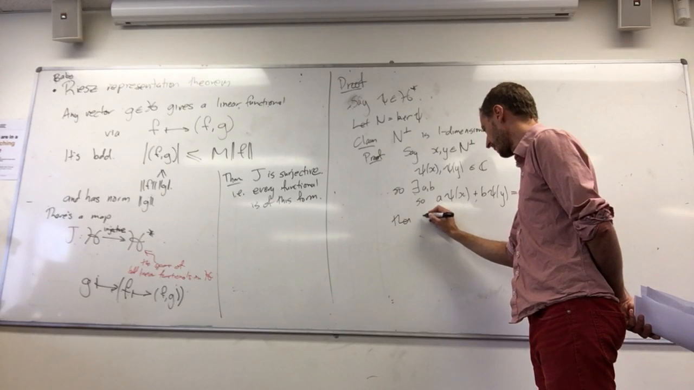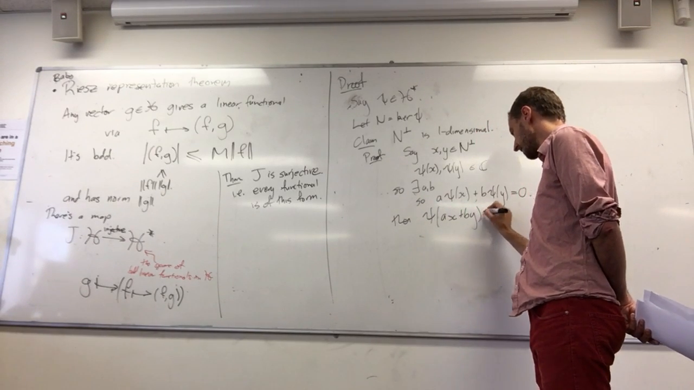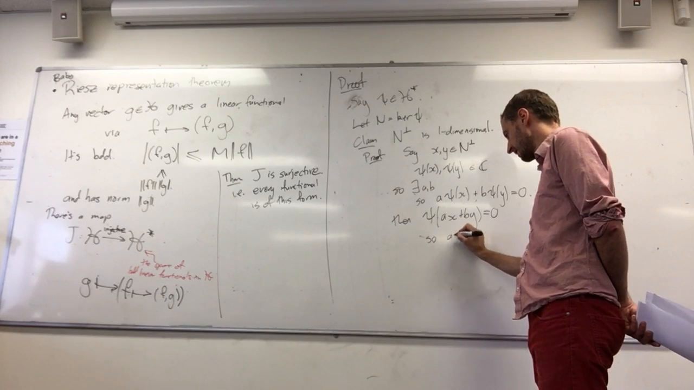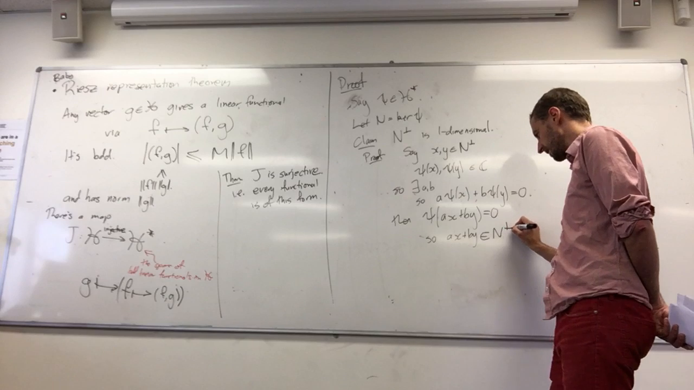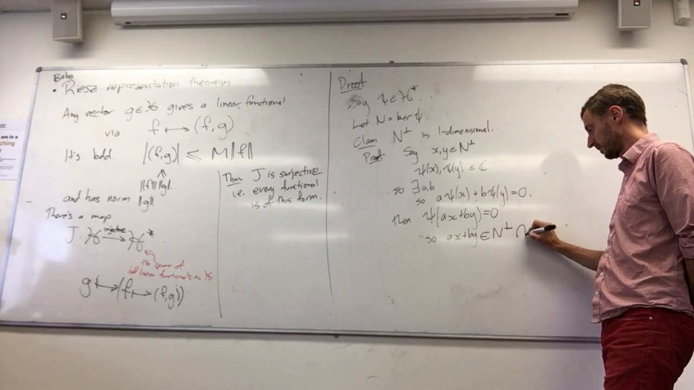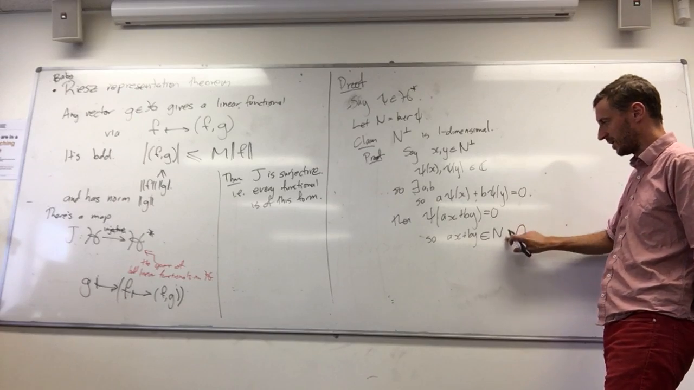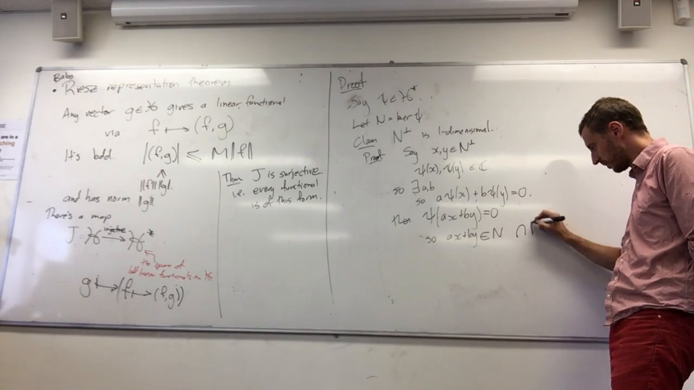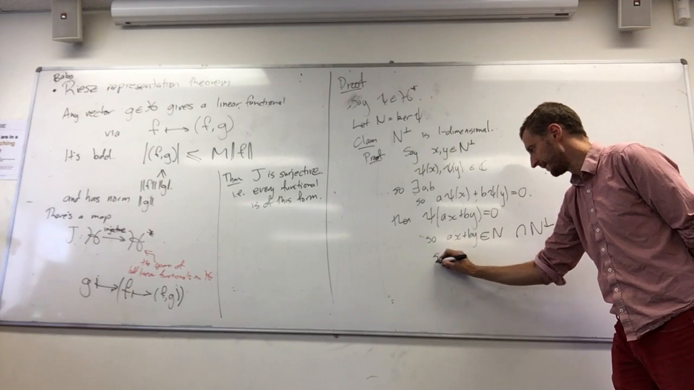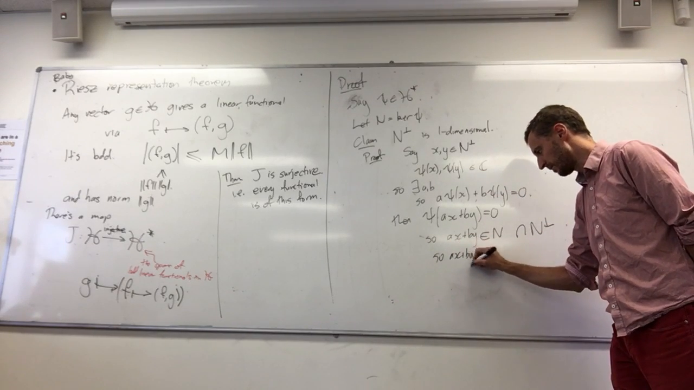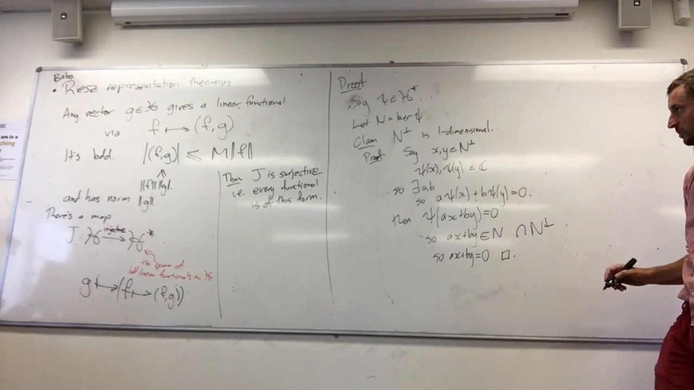Okay. But then psi of ax plus by equals zero. So ax plus by is in N, by definition, N was the null space. But it's also in N perp because it's a linear combination of things in N perp. So ax plus by equals zero. And we finished with the little claim: the N perp is just one dimensional.